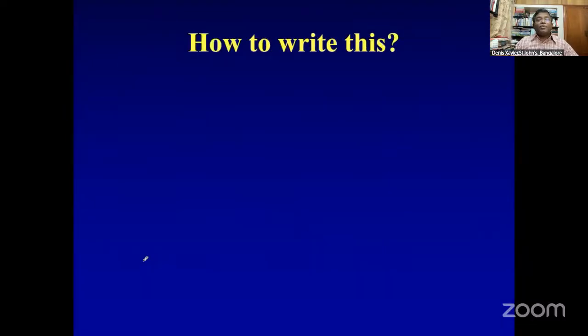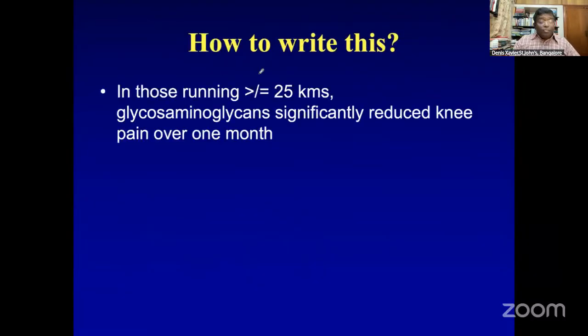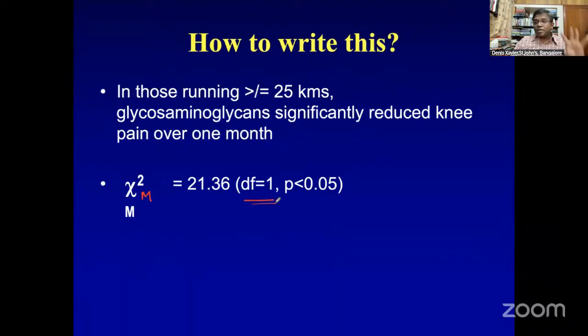So how do we write this? It's important for us to interpret it. In those running 25 kilometers a week, glycosaminoglycans significantly reduce knee pain over 1 month. So this is how we write it. Chi-square M, actually the M should come here, it slipped off in my slide. 21.36, degrees of freedom is 1, the same thing, 2 by 2 table, it's 1. And P less than 0.05. That means this is statistically significant.